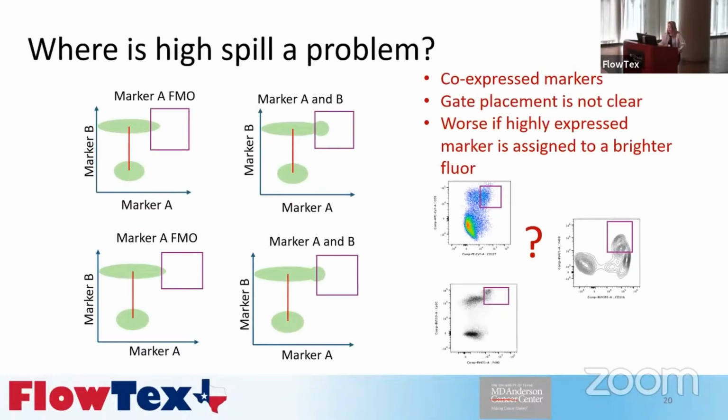Okay, so where is my high spill a problem? If I have co-expressed markers, that's going to cause my gate placement to be less clear, right? Do I want to have my gate here where I can kind of see the inflection point between the negatives and the positives? Do I want to have it here where it's all the way out of the FMO, right, in this pair? So in here, I'd be looking at maybe 2-3% positive in the FMO where I know I don't have reagent. And here I'm going to get a higher number for the measurement of the positives, but there's always going to be uncertainty there.